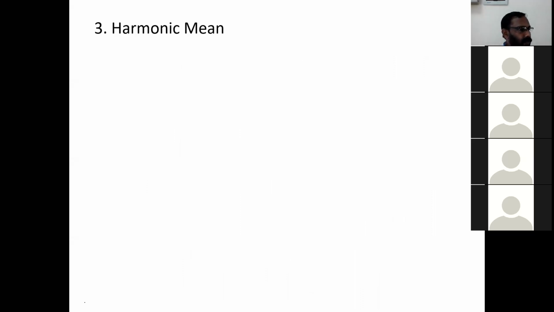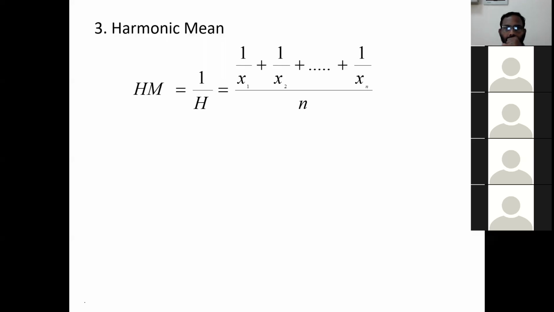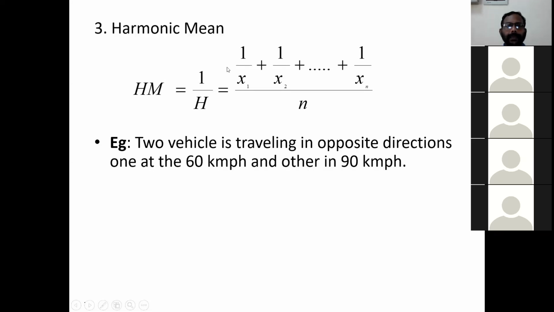The third one, which we use very rarely, but in physics we use quite a lot, is called the harmonic mean. The people who have already done physics could have come across plenty of examples of harmonic mean. The harmonic mean is calculated as: 1 over H is equal to 1 over x1 plus 1 over x2 and so on up to 1 over xn, divided by the sample size n.